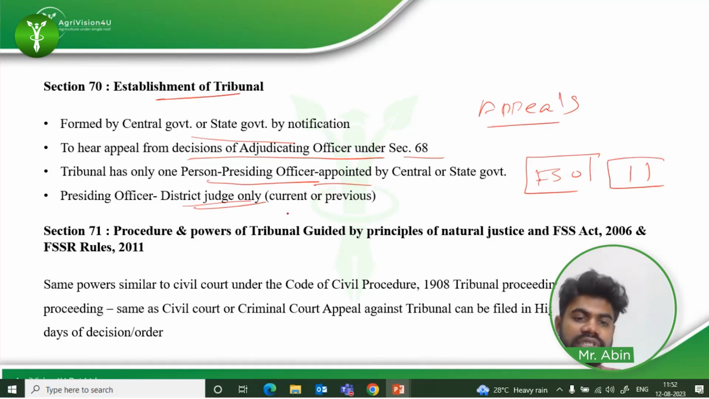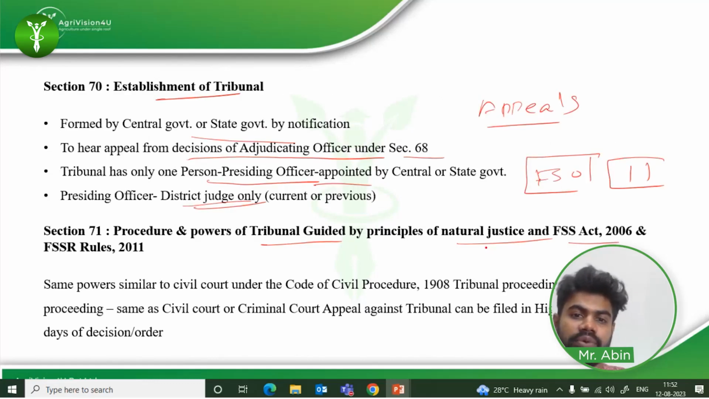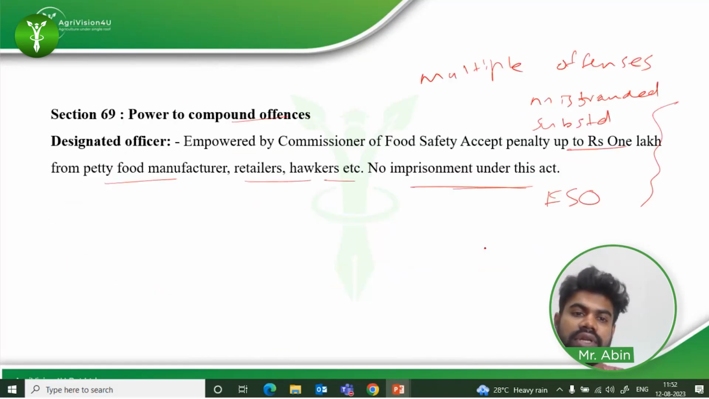Section 71, procedure and powers of tribunal: guided by principles of natural justice, the FSSAI and the rules there, and powers related to a civil court under the code of civil procedure, for tribunal proceedings. All these are not that important for us because they come under cases, courts, appeals and all, so I'm not going much into that. I'm just telling you the sections we need to know by heart. 68 for adjudicating officer, 69 for power of adjudicating officer, 70 for appellate tribunal, and special courts come under 74. That is very important.